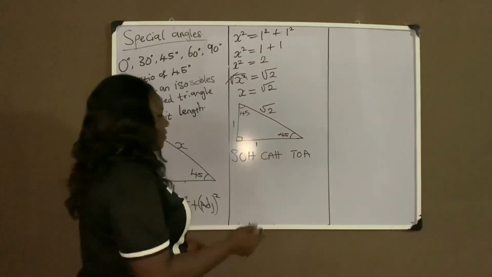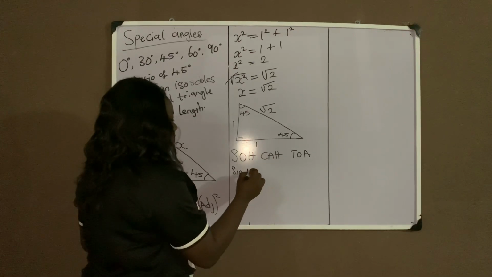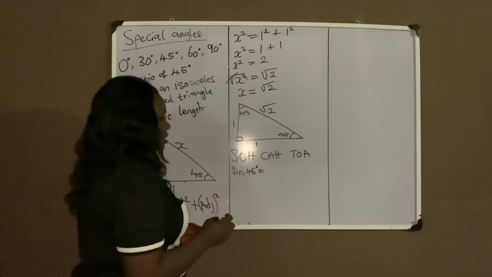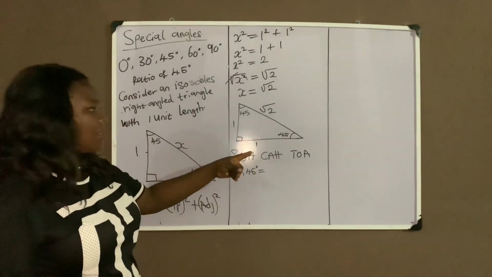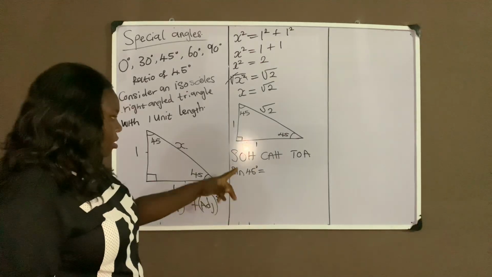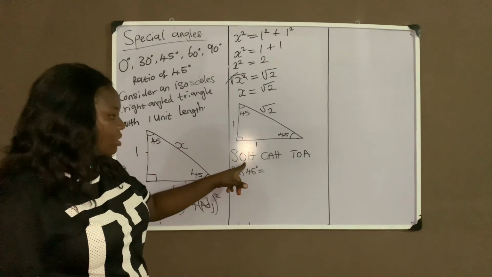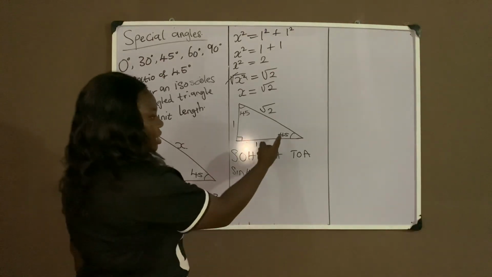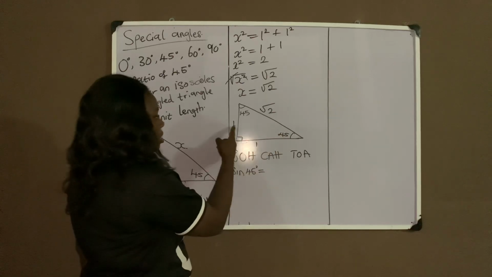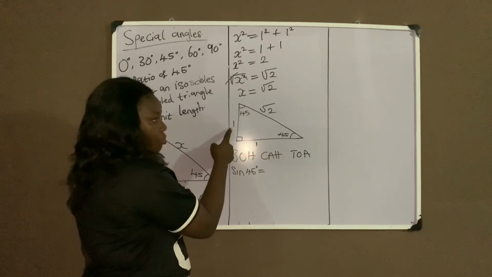So let's take the first one, which is sine 45 degree. What is the ratio of sine 45 degree? Keep looking at the drawing on the board. You find out that sine is opposite over hypotenuse. Now, which one is our opposite? If you are looking at this angle, you find out that this is our opposite. Where the angle is facing is the opposite.